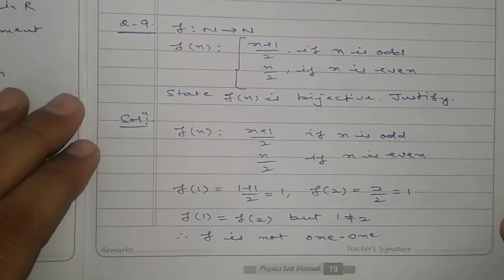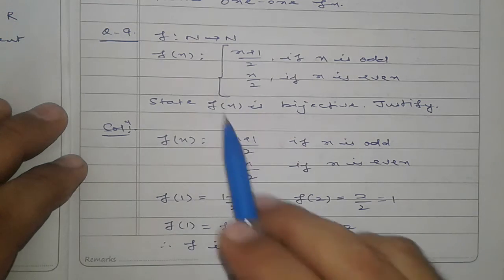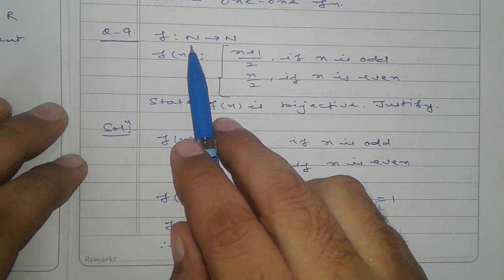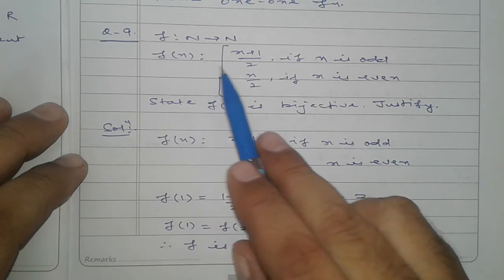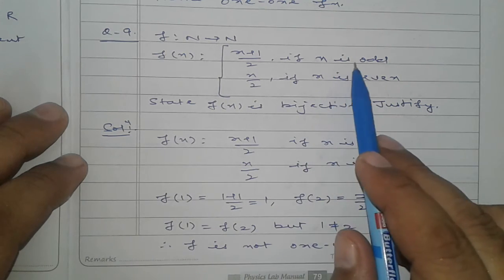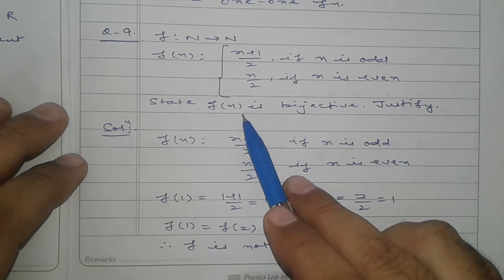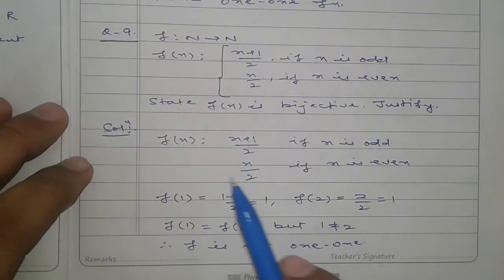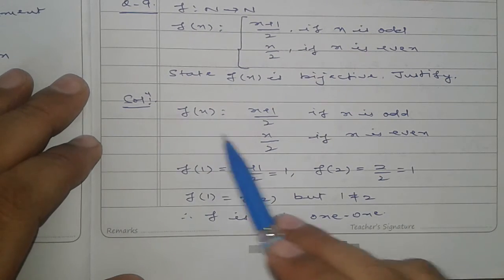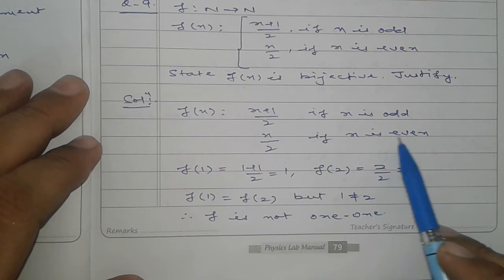Then question number 9 is quite important and asked many times in the exam. You are given a function from natural to natural defined as f(x) is (n plus 1) by 2 if n is odd, n by 2 if n is even. Now we have to prove f(x) is bijective and justify. Solution: f(x) is (n plus 1) by 2 if n is odd, n by 2 if n is even.